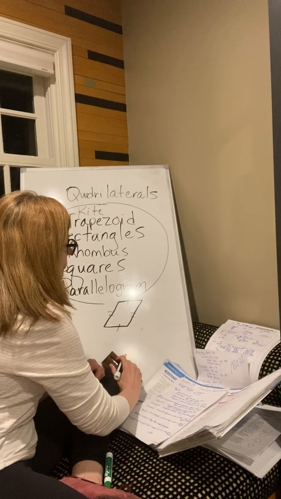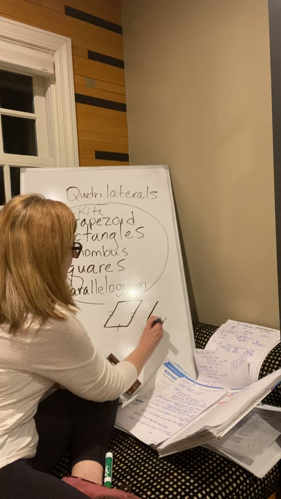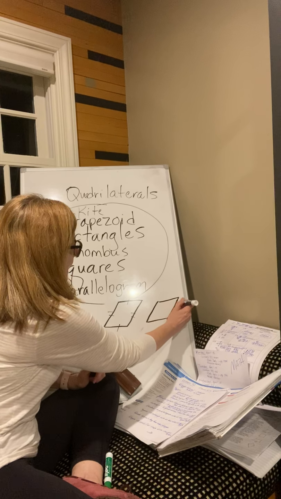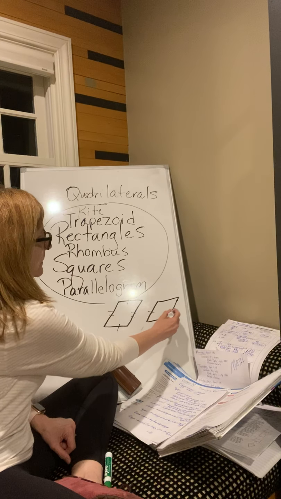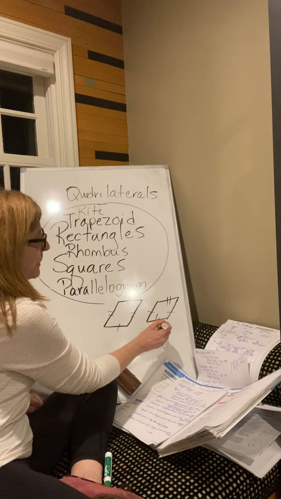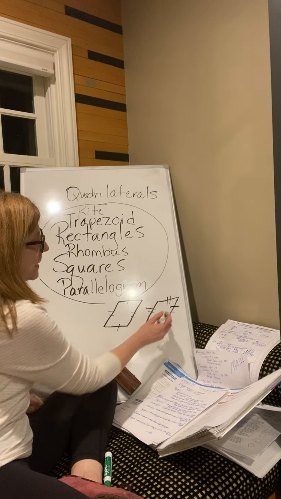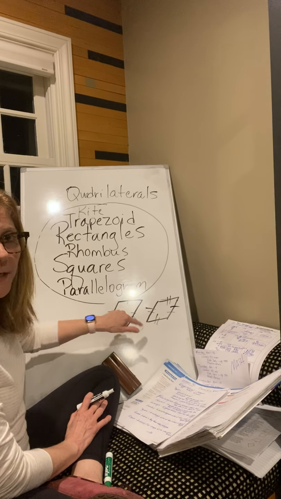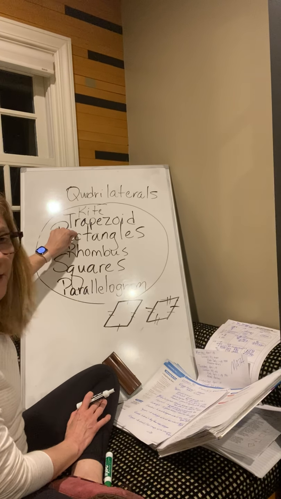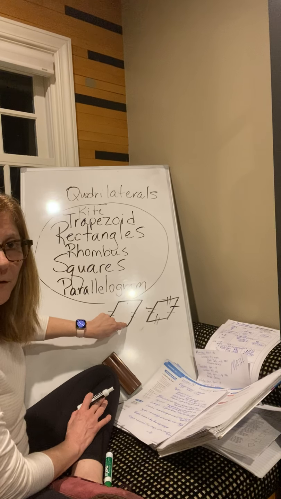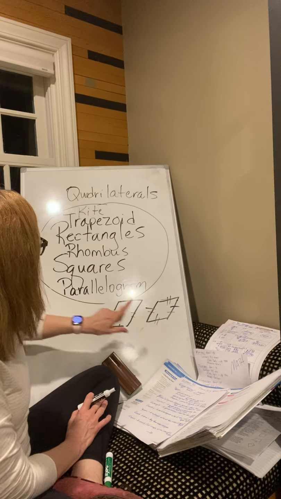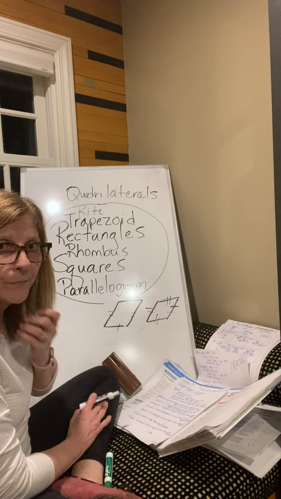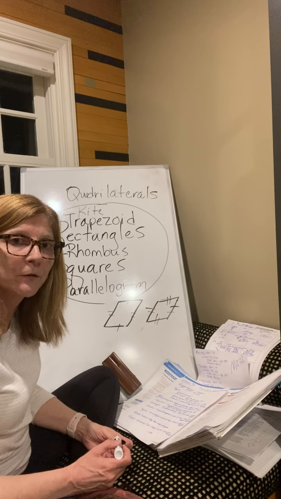Well, I drew a very poor rhombus. The sides of a rhombus are all the same length. It has two pairs of parallel lines, but all of the sides are all the same length. A parallelogram, they don't have to be. A parallelogram is like a rectangle. It just doesn't have right angles. And a rhombus is like a square, except it doesn't have to have right angles. But they all have to have two pairs of parallel lines.